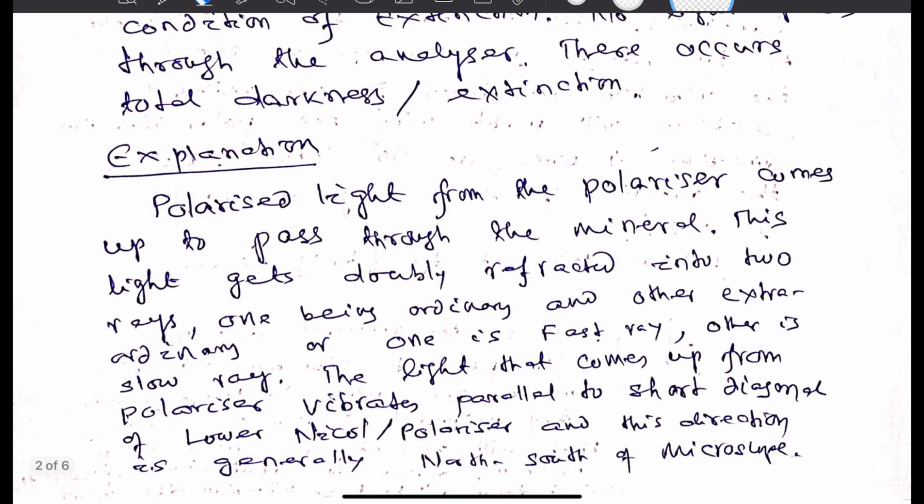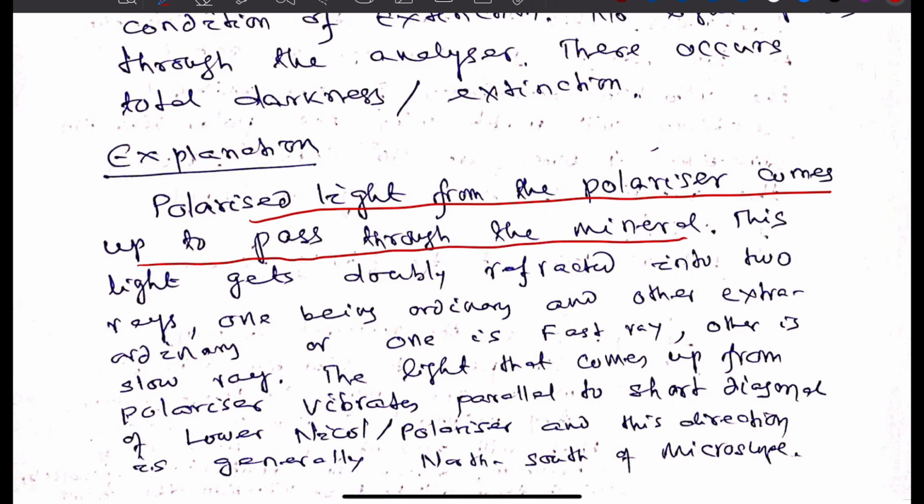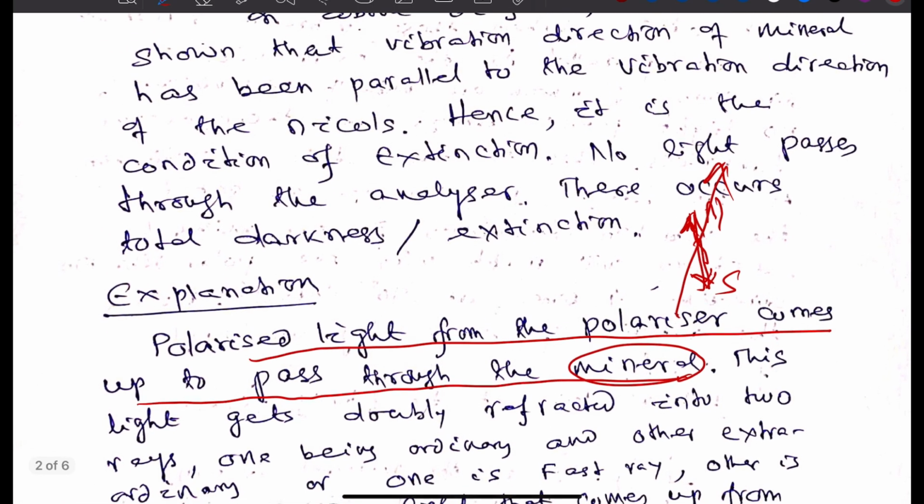Now let us have the explanation of this extinction phenomenon. The polarized light from the polarizer comes up to pass through the mineral. The mineral is on the stage, and light coming from the polarizer is vibrating. Let us say it is vibrating parallel to north south, and it will come up with vibrations taking place parallel to north south, and it will hit the mineral on the stage.